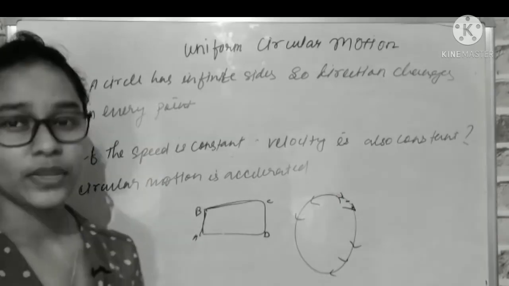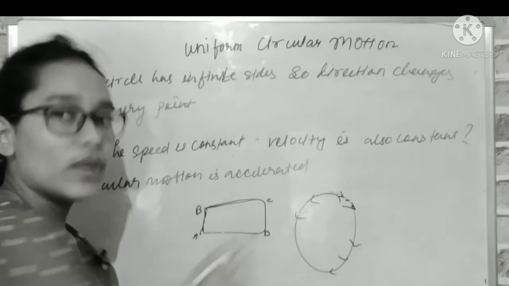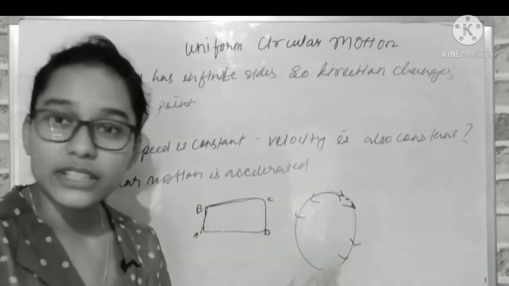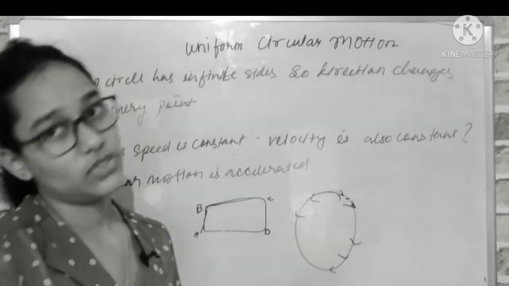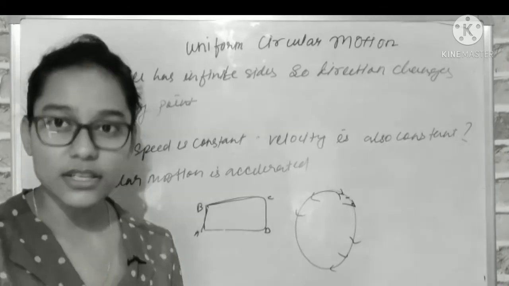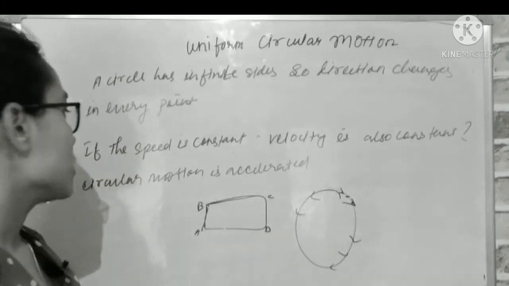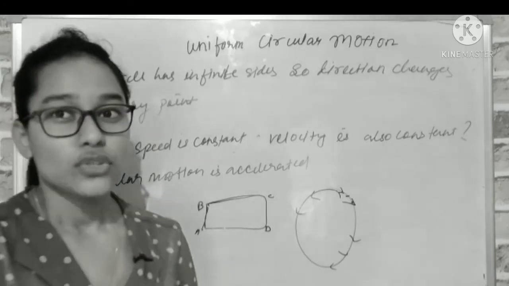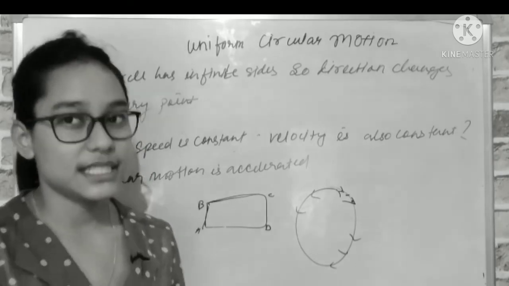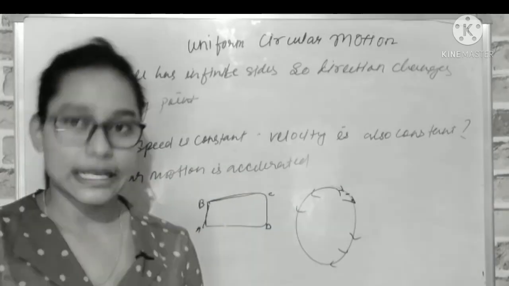If the speed is constant, is the velocity also constant? One question is there. Suppose a body is moving at equal speed, but here the direction is changing, right? And if the direction is changing, then the velocity is changing, because velocity is a vector quantity. So it will change if the direction changes. Now, circular motion is accelerated. So what is acceleration? Changing velocity by time is what? Acceleration, is not it? So that is why we can say that a circular motion is always accelerated.